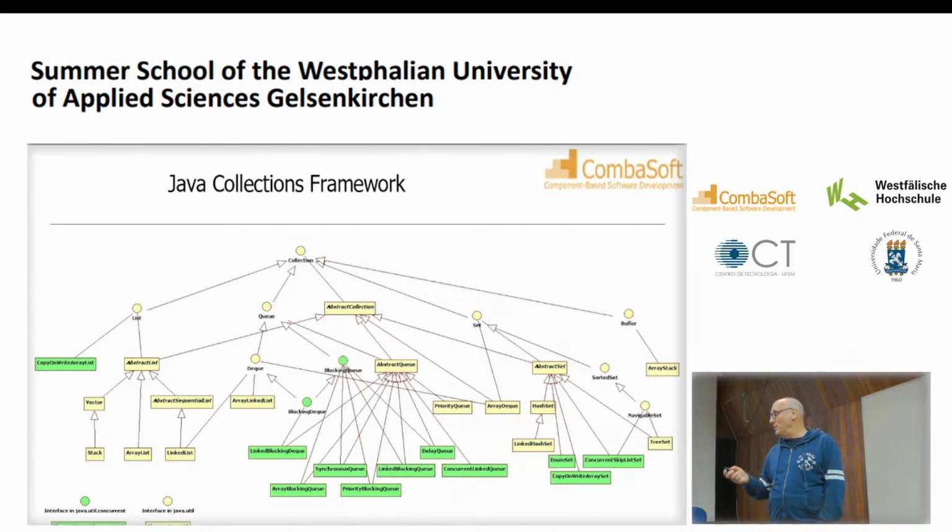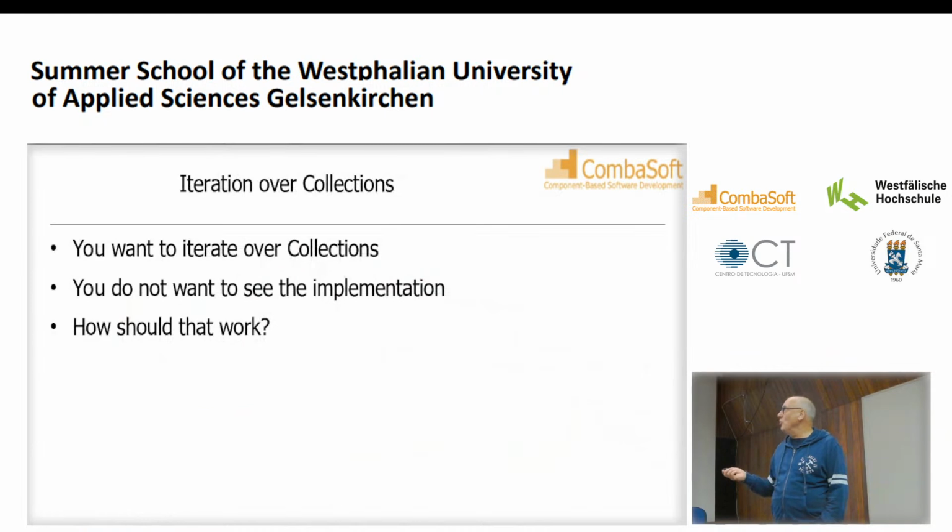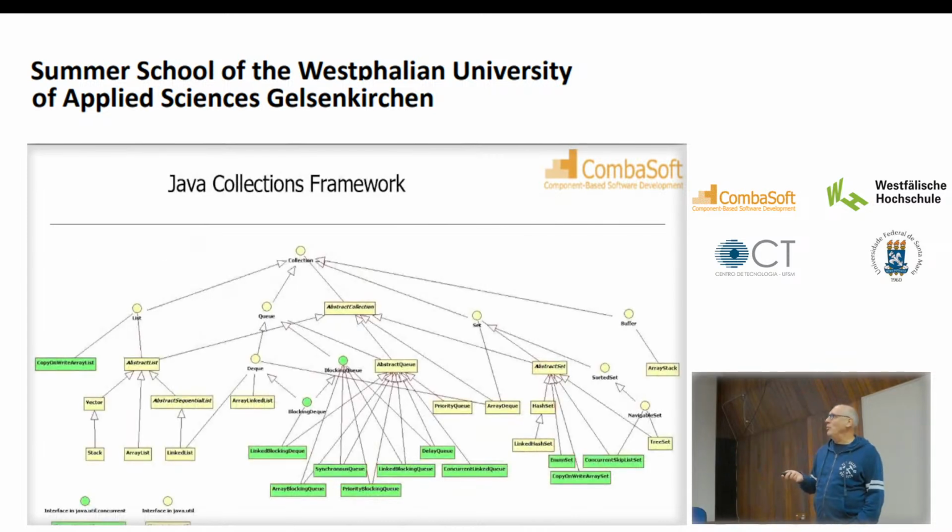So, I said, you do not want to see the implementation while iterating over a collection. It means that independently of whether it's a vector, an array, a linked list, a priority queue, or a set, you want to iterate over the elements without knowing what it is. That's the idea of an iterator. You don't have to think, oh, this is a set, I have to do a different implementation because it's a set compared to a vector.